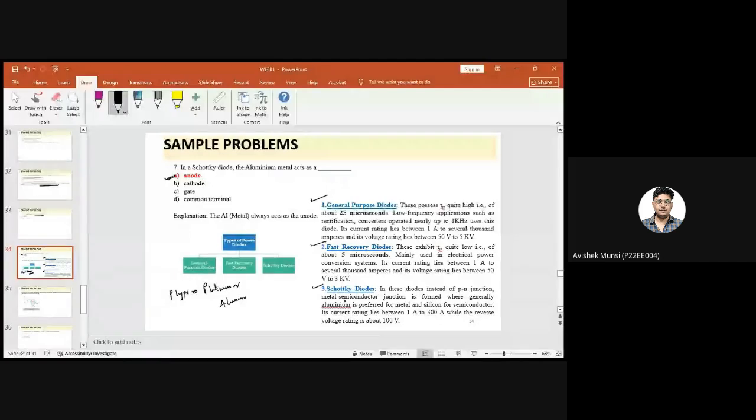Okay. So Schottky diode, as I said, it is used for low voltage and for high power rating. The voltage rating is around 300, 100 volt. So 1 amp to 300 amp. So in Schottky diode, we don't use any P-type doping. Instead of which we use platinum or aluminum. Okay.